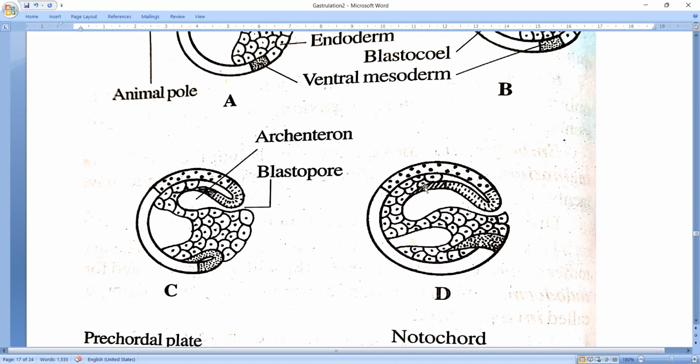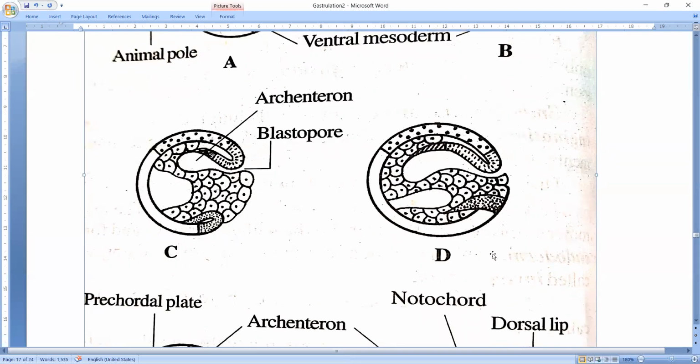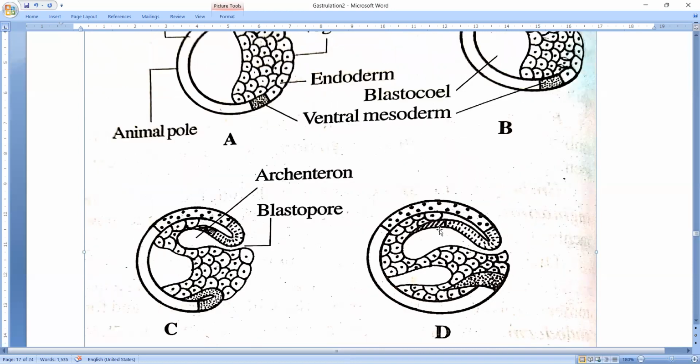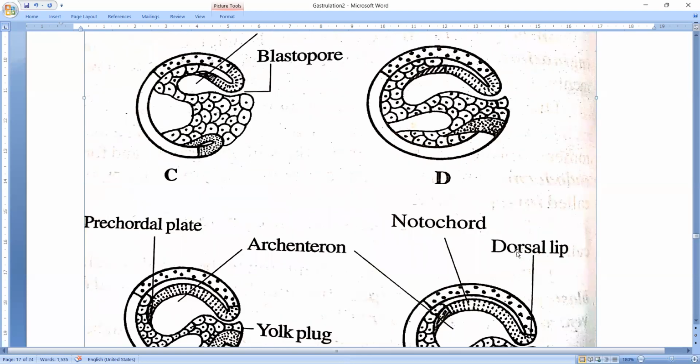Okay, so this is precaudal plate, this is the notochord, and this is the neuroectoderm, and this is epidermis or ectoderm, and this is mesoderm. Okay, this is decreasing, what we call the blastocoele. Okay, so this is how the invagination changes the structure of the embryo.